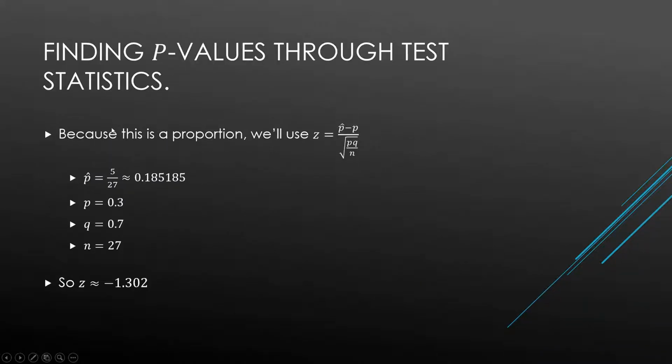So let's see here. We'll use the proportion for our test statistic using p hat minus p over root pqn, where p hat is based on our sample. Our sample proportion is 5 over 27. Our population proportion based on the null hypothesis is 0.3, which means the complement to that is 0.7. Of course, our sample size is 27. We take these values, plug them into our equation, and we get a z-value of negative 1.302. This becomes a z-score.